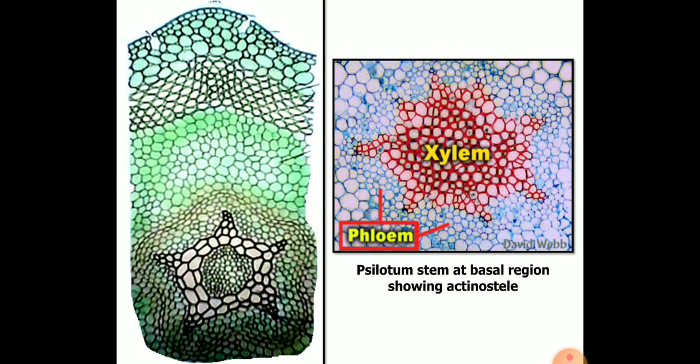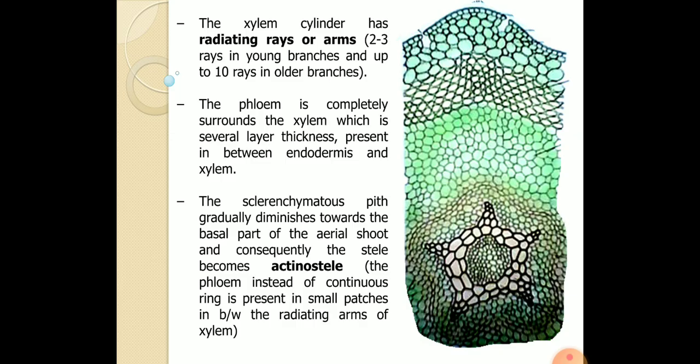But if you take the anatomy of the rhizome region, it consists of a stellar region, and even the stem also consists of a stellar region, that's a siphonostele, and an actinostele is also there. Okay, so this is the overview of the morphology and anatomy of Psilotum.